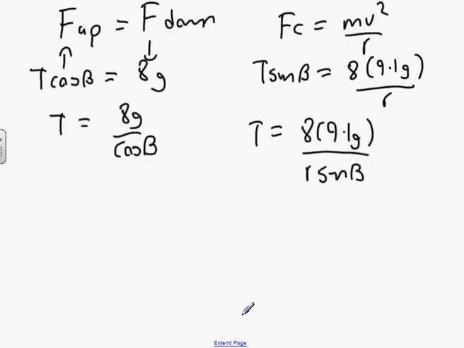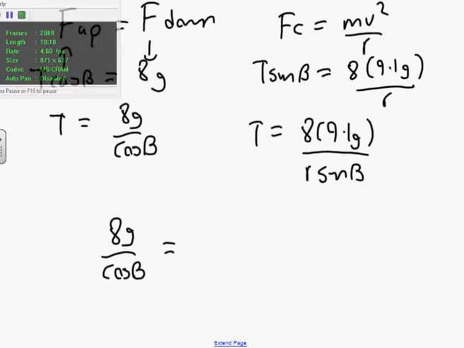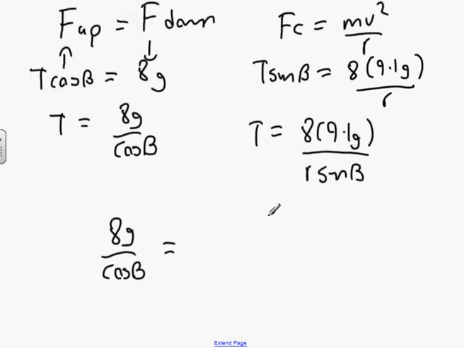Everybody agrees that tension equals tension. So 8g over cos B equals, I'm going to pause for a second, 8 times 9.1g all over r sine B.